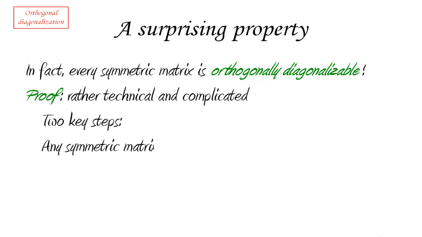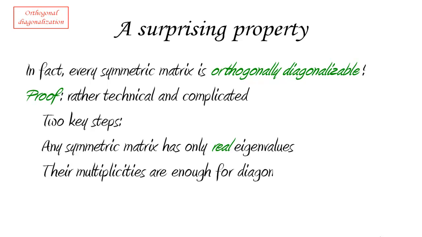The first one is that the proof relies on the fact that any symmetric matrix has only real eigenvalues. Again, it's not an easy fact to see or to prove, but it is true. So every symmetric matrix only has real eigenvalues, so the characteristic polynomial will not have any complex roots, only real roots. And the second thing is that the multiplicity of each of these eigenvalues is going to be enough for a diagonalization. These are the two crucial points.